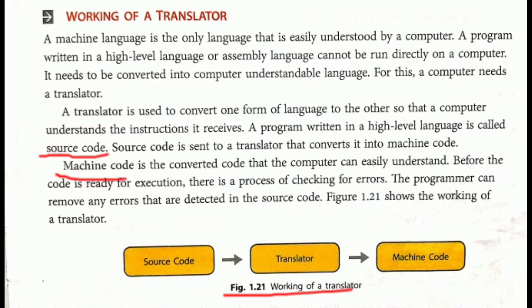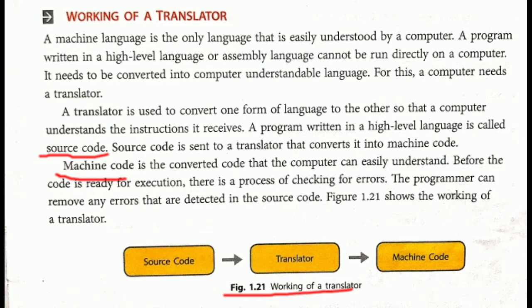Next, let us study about working of a translator. See, a program that is written in high level language is called source code. Source code is sent to a translator that converts it into machine code. A machine code is the converted code that the computer can easily understand. So the programs that we write in high level languages or in fourth generation languages, for example C, C++, C Sharp, Oracle, Visual Basic, all these are programs which come under high level languages or fourth generation languages.